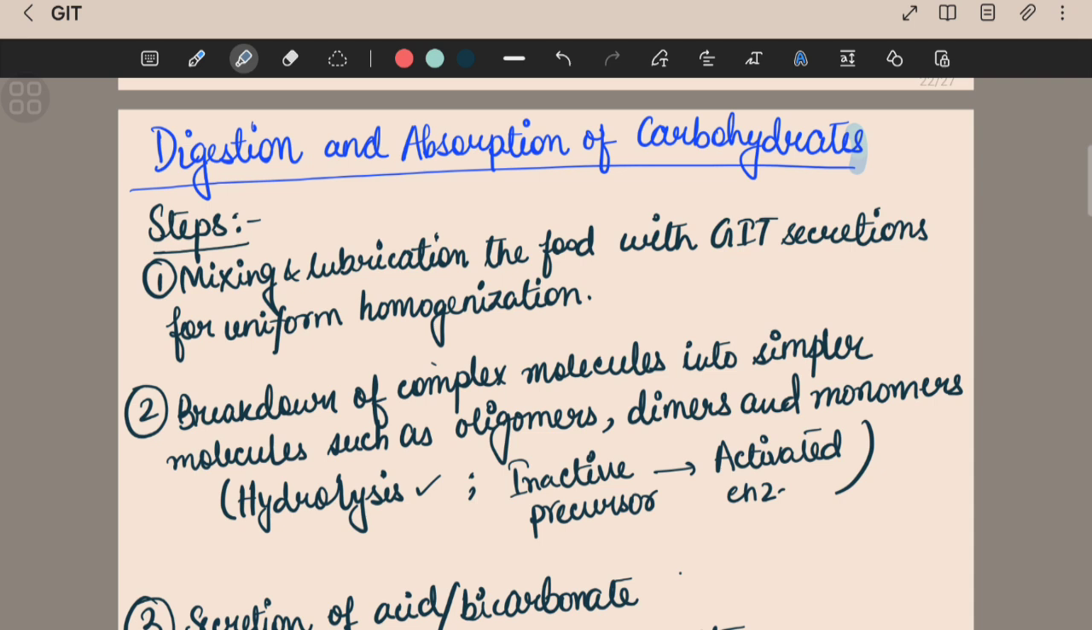Now talking about the digestion and absorption of carbohydrates, first, what do we mean by digestion? Digestion is not a single step. It is a complex process with multiple steps, which we are going to see. First is mixing and lubrication of the food in the GIT, that is, uniform homogenization of the food particles. We call this mastication, chewing the food, and there is mixing of the food, so that there is uniform homogenization of the food inside the buccal cavity.